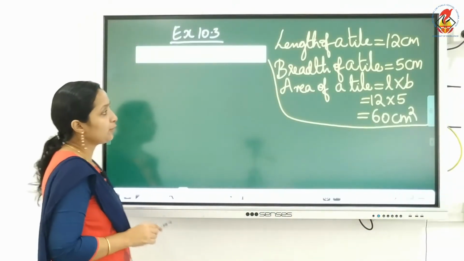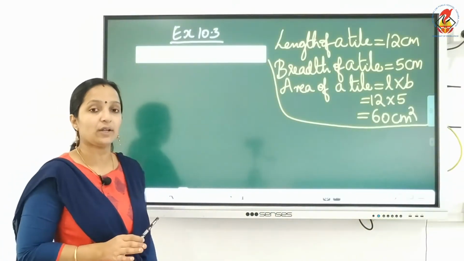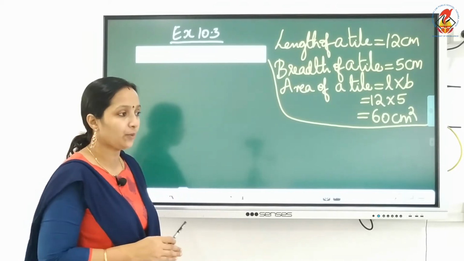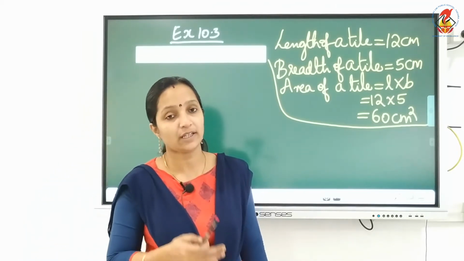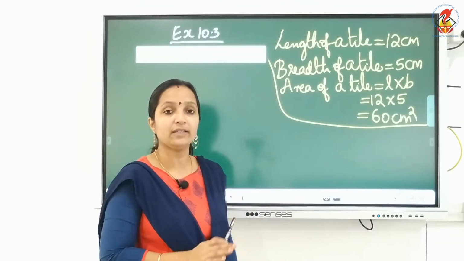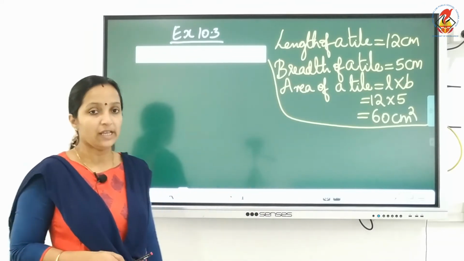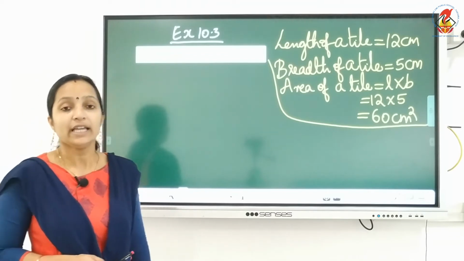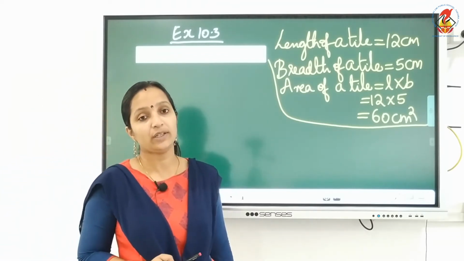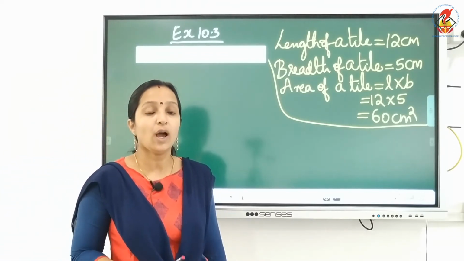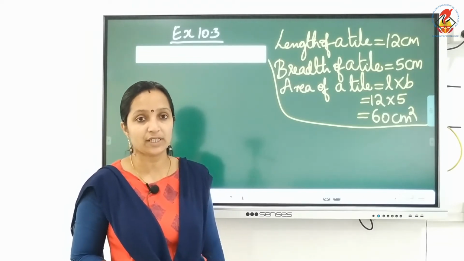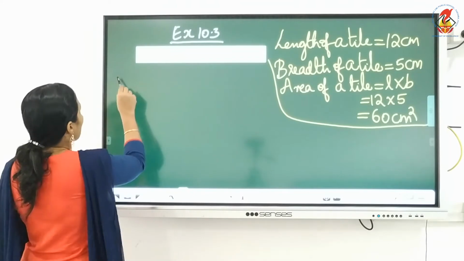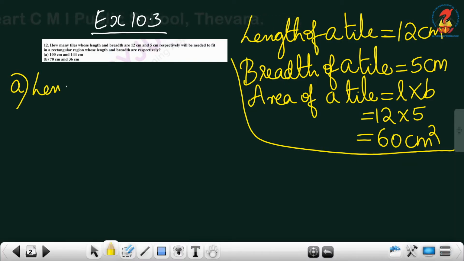Now we have to put these tiles into a rectangular region. I told you, if you want to put tiles on a rectangular region, or if you want to paint a wall, first we have to find the area of that particular portion. So here we have to find the area of this rectangular region. Then only we can find how many tiles are required for covering it. So first we will find out the area of the first rectangular region.